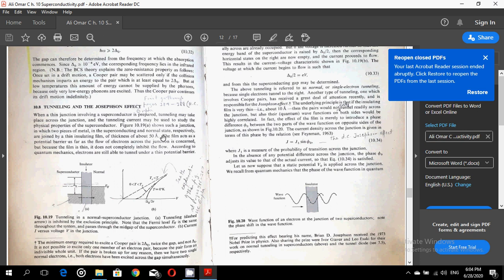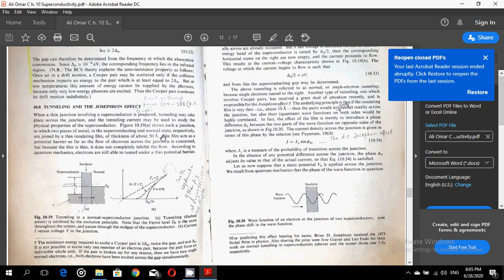Okay, let me go through the text over here, and I will keep explaining the underlying principles of this topic. Let us first discuss the tunneling. You know that when a thin junction involving a superconductor is prepared, tunneling may take place across the junction.